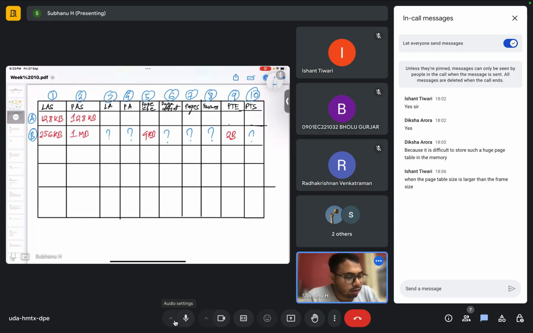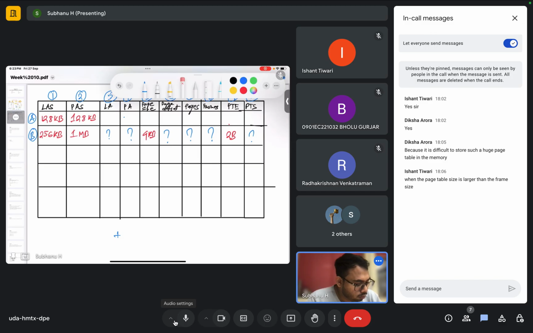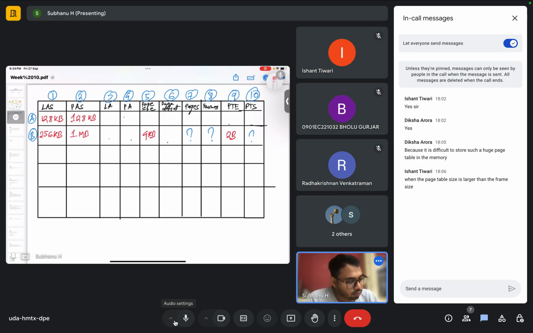So here first we have logical address space, physical address space, logical address, physical address. Now we have page size, page offset, pages meaning number of pages, then frames meaning number of frames, then we have page table entry and page table size.